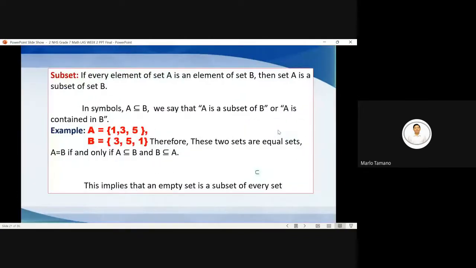Next, subset, no? If every element of a set A is an element of set B, then set A is a subset of set B.